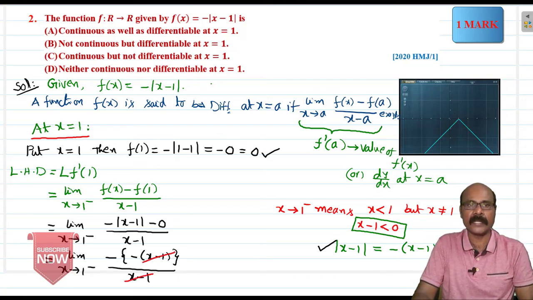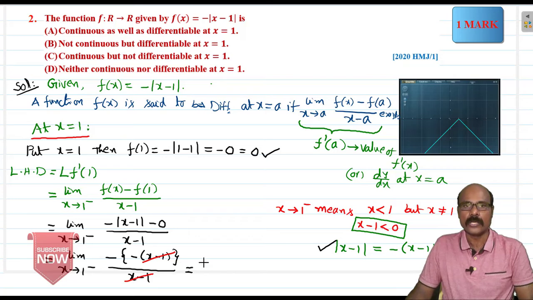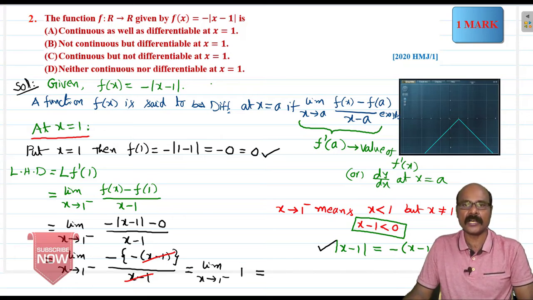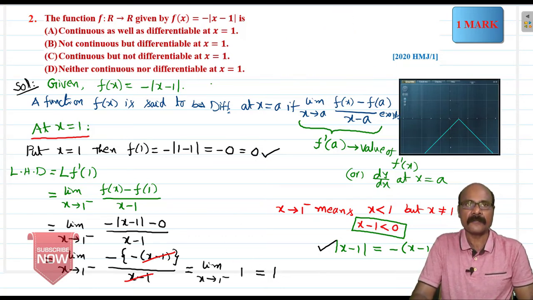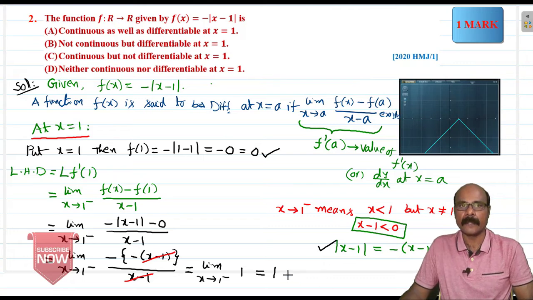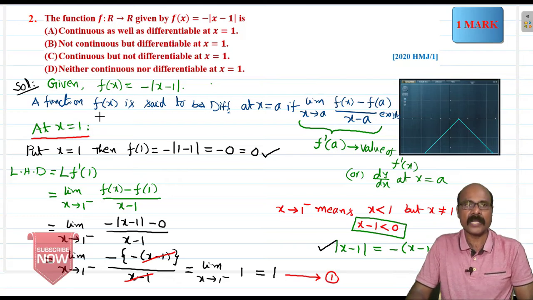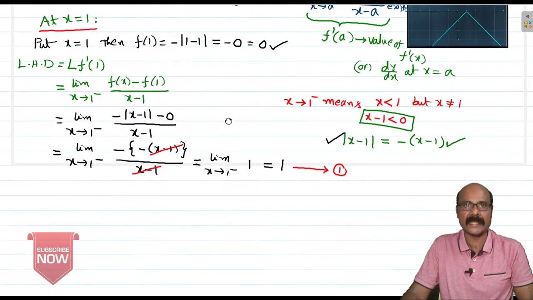Then what do you have remaining? That is equal to limit x tends to 1 minus, here minus of minus, plus 1. So the limit of any constant function is a constant only. That's why the limit of this function is 1. So the left hand differentiation part, what did we get? 1. Okay.